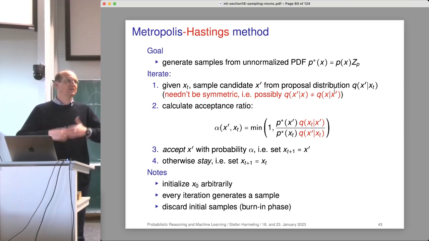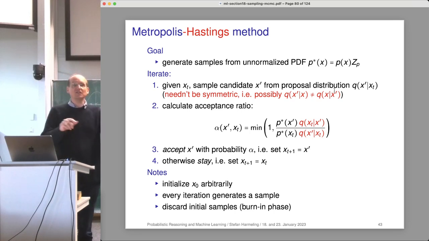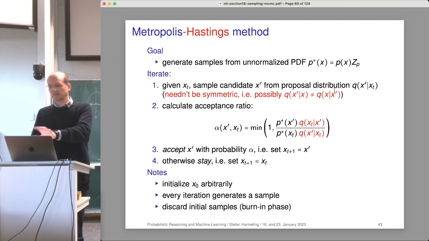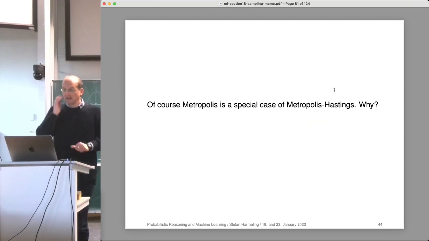So now, what could be an exam question? I like multiple choice questions. So you could have a little code snippet, and then you should say, is it the Metropolis method, is it the Metropolis-Hastings method, or is it the injection sampling method, which doesn't exist, or the rejection sampling method, or something like that. So you should understand these methods. And I think when you listen to the lecture, these kind of questions are no problem.